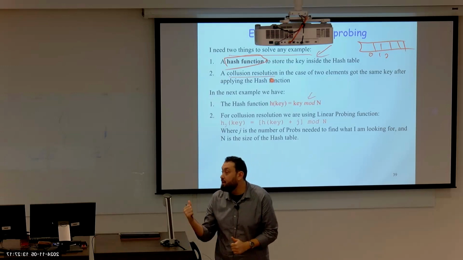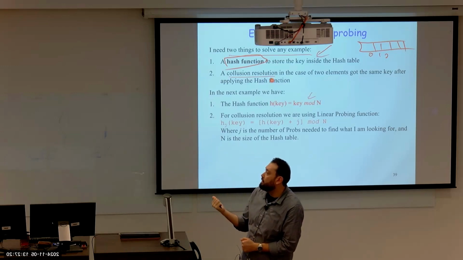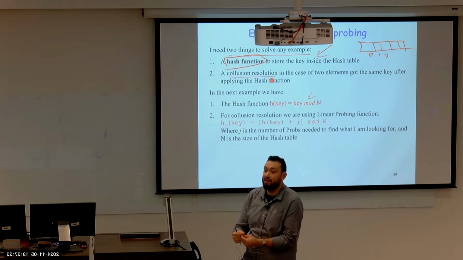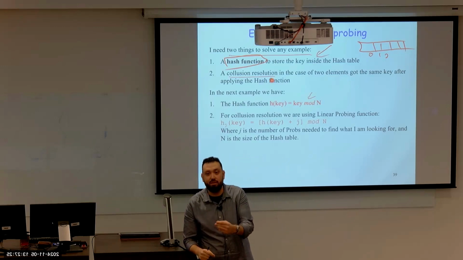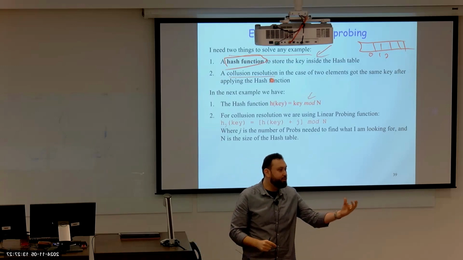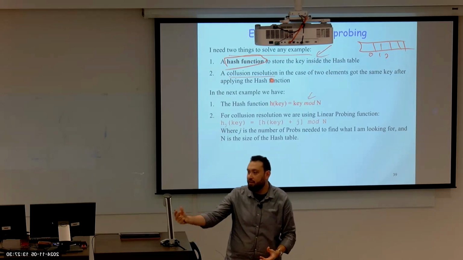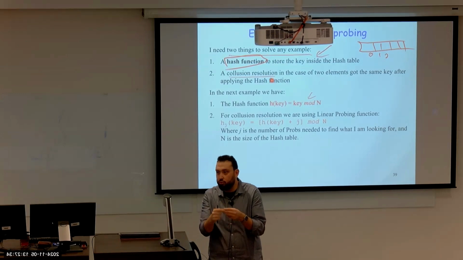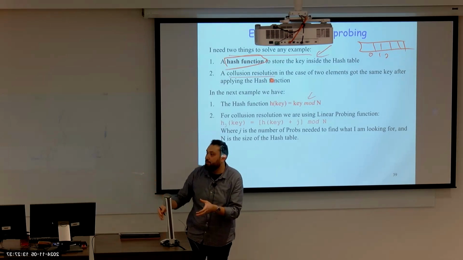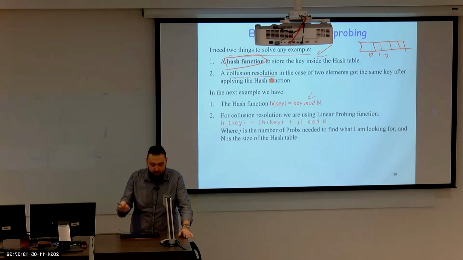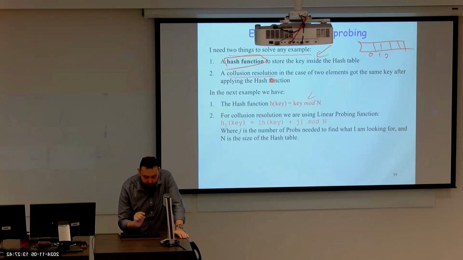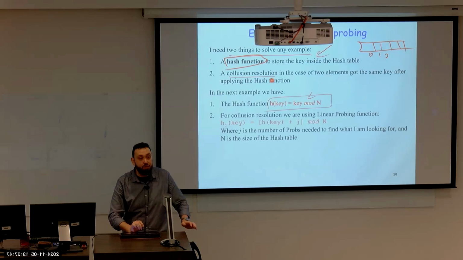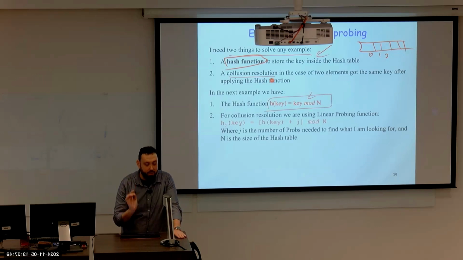Okay, then Riley asked, why do I need the collision resolution function? Because what if I generated the same key for both? For example, for Fida we generated key number 2, and then for Riley key number 2. So both have the same key. Then I need a collision resolution to solve this collision, so they will be able to enter or search in this table. So we need two things: collision resolution and hash function. In this case, we're going to choose the hash function as key mod n, where n is the total number, the length of the table.